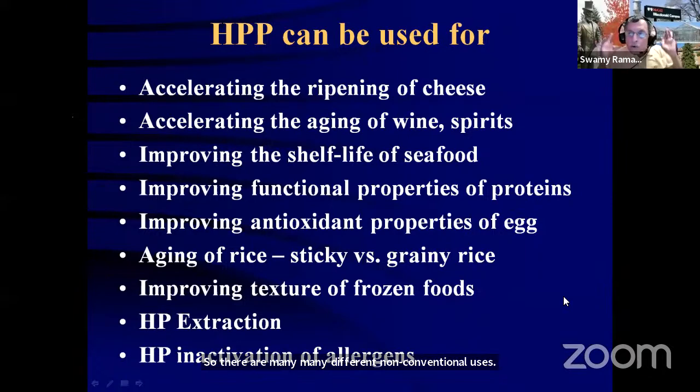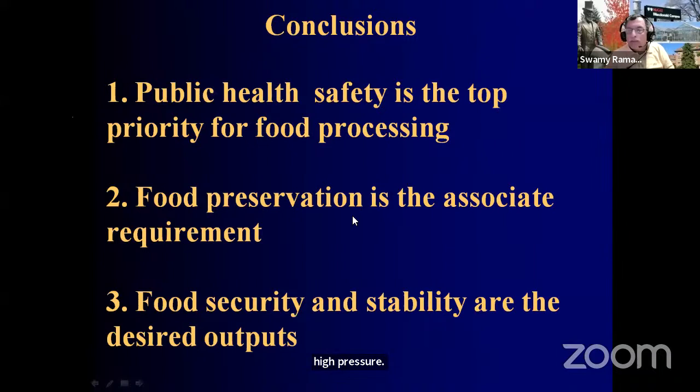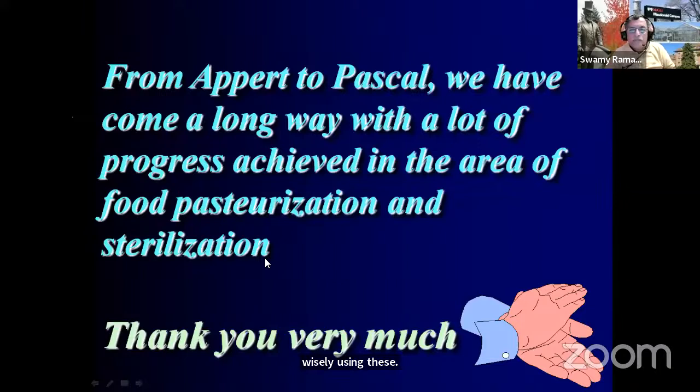Just to give a bit of a conclusion here: public health safety is the top priority for food processing, and then food preservation is an associated requirement. Food security and stability are the desired outputs, and by wisely using these technologies, we can achieve all of them. So finally, moving from upper to Pascal, we have come a long way, with a lot of progress achieved in the area of food pasteurization and sterilization.